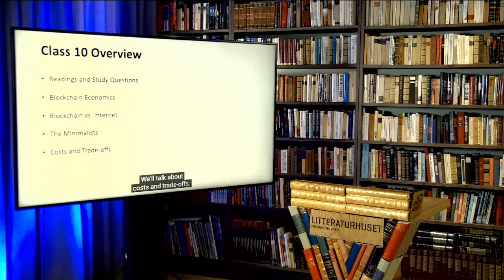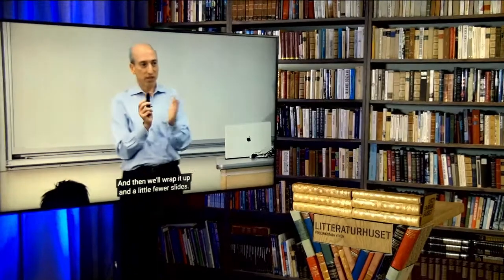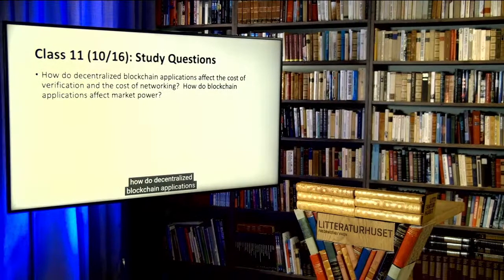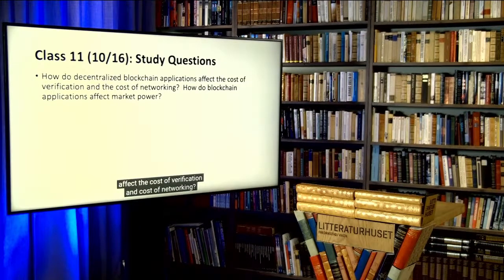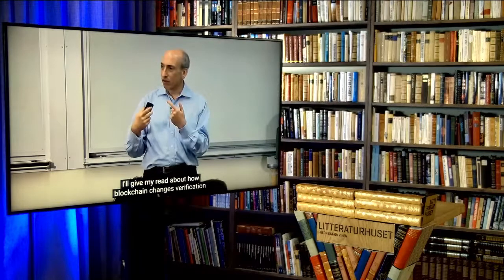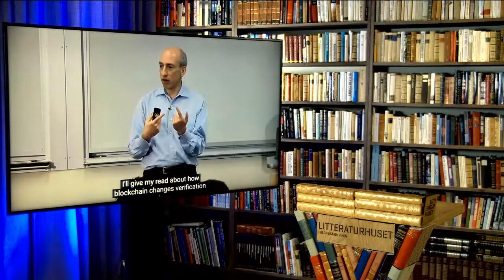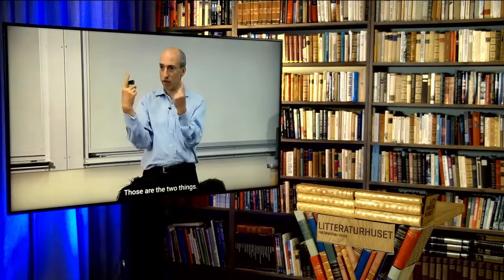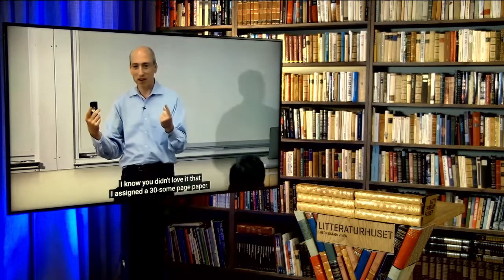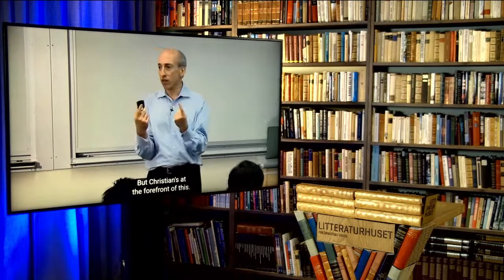We'll talk about costs and trade-offs. We've done a little bit of this in the past, and then we'll wrap it up. There are a few fewer slides, as I slimmed this out so we can have a bit more discussion. But the study question: how do decentralized blockchain applications affect the cost of verification and cost of networking? Anybody want to dive into that, or should we dive in when I do my bit? I'll give my read about how blockchain changes verification and networking. Those are the two things in the Christian Catalini paper. I know you didn't love that I assigned a 30-some page paper, but Christian is at the forefront of this. He's on the Sloan faculty.